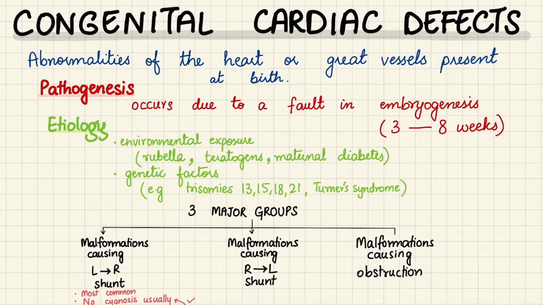Congenital cardiac defects are abnormalities of the heart or the great vessels which are present at birth. These usually occur due to a defect during the embryogenesis process early in development, that is during the 3 to 8 weeks. The etiologies mainly include environmental factors such as rubella, teratogens and maternal diabetes, and also some genetic factors, for example in trisomies 13, 15, 18 and 21, and also Turner's syndrome.